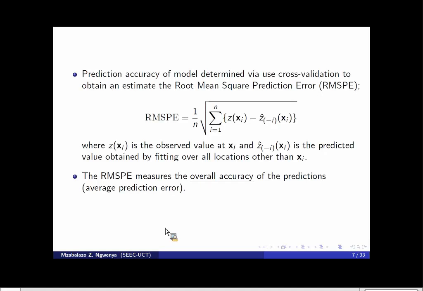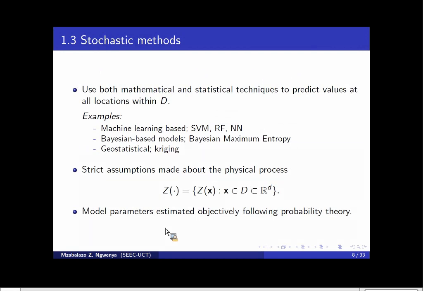So you have your deterministic model, you fit it. Then you can also judge the overall accuracy of your fitted model. And this is done via cross-validation. Cross-validation is simply you've got your n sample points. What you do is fit your model with your n-1 points and predict at that nth point. So you do that for all of your points. This should give you a measure of the overall accuracy of your model, basically your average prediction error. Cross-validation is widely used for most learning methods and quite widely used in machine learning.